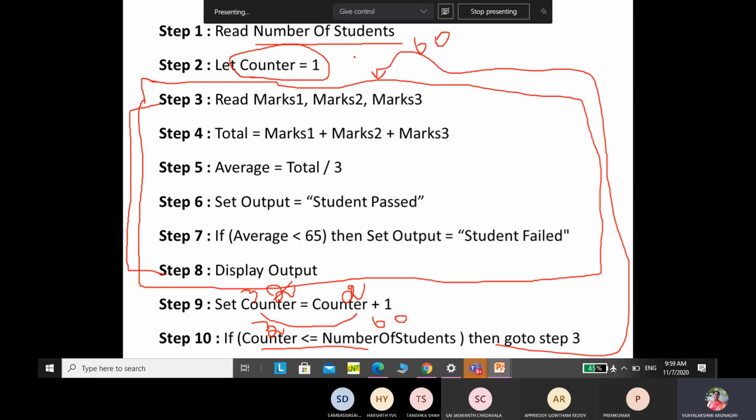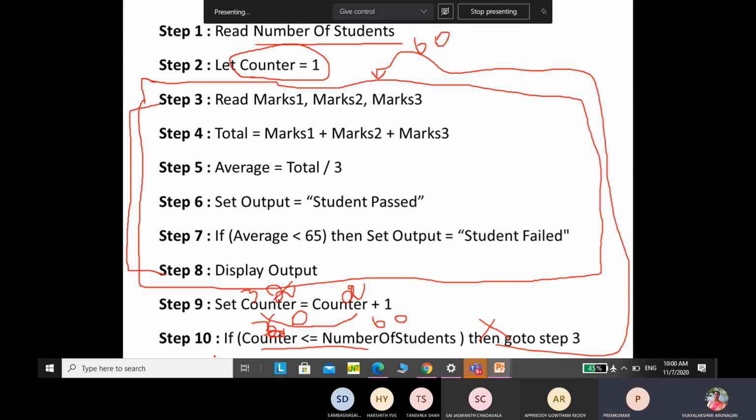This process I'll continue till my counter reaches 60. Say, for example, 60 students I have calculated. Then this condition won't be satisfied, so this if condition won't be satisfied, and it won't go to step 3. Rather, it will go to the next step and stop the algorithm. Are you clear, guys?